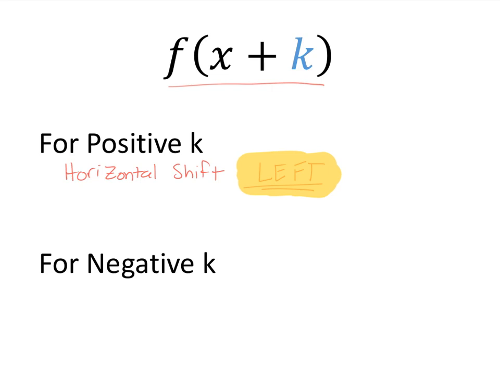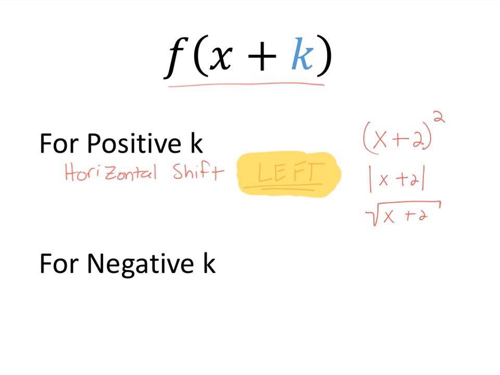Some examples of this would be x plus 2 quantity squared, so the parent function is an x squared function, or we could have the absolute value of x plus 2, or the square root of x plus 2. Notice that it's inside the parent function, and it's a positive number.